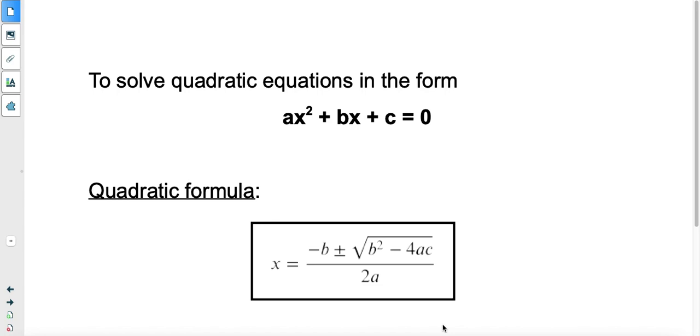Hi everyone. In this video, we're going to be looking at the quadratic formula. Now, the quadratic formula is a formula you can use to solve quadratic equations.